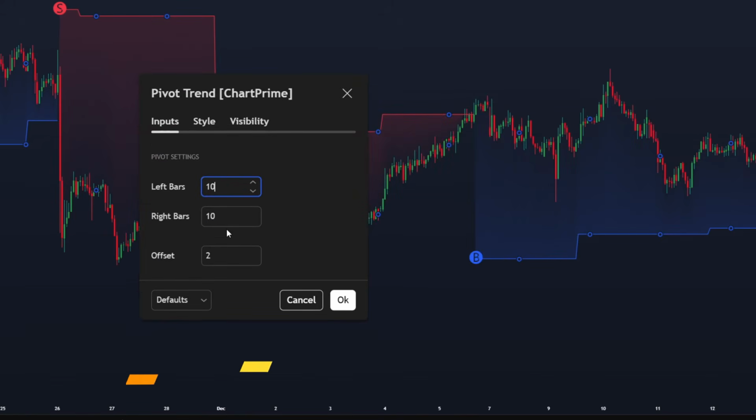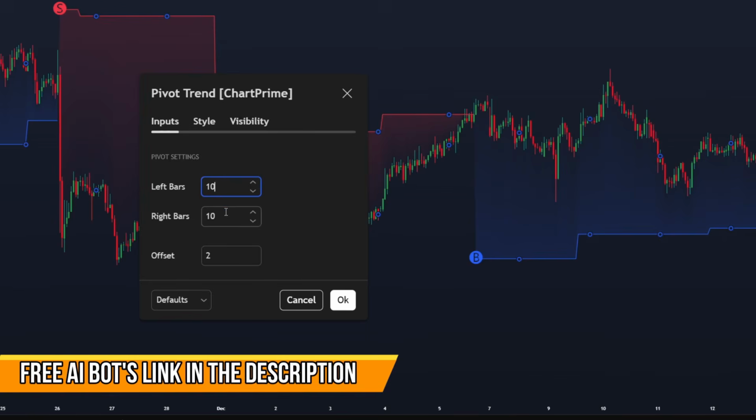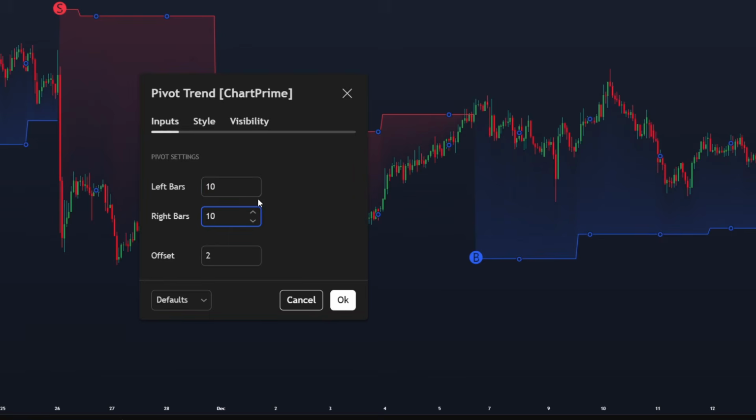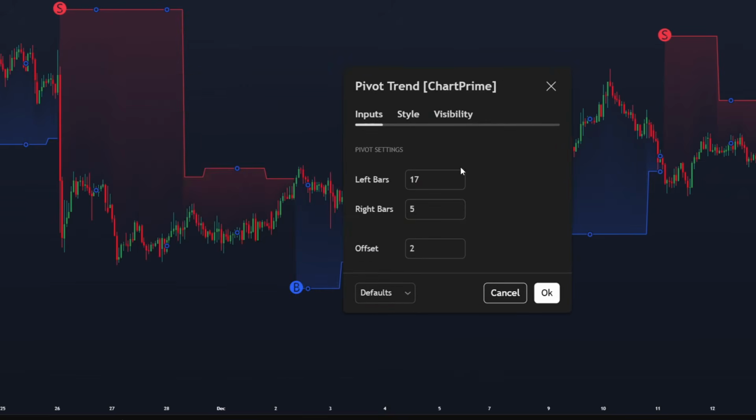In simple words, the pivot candle must stay the highest or lowest for a certain number of candles on both sides. If you increase these values, you get fewer signals but much cleaner and more reliable structure shifts. If you lower them, the indicator reacts faster but becomes noisier. On the 1 hour time frame, values between 8 and 12 work very well and keep the structure clean.